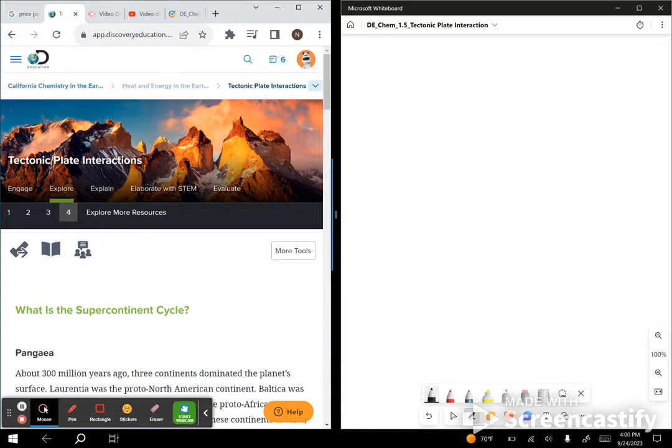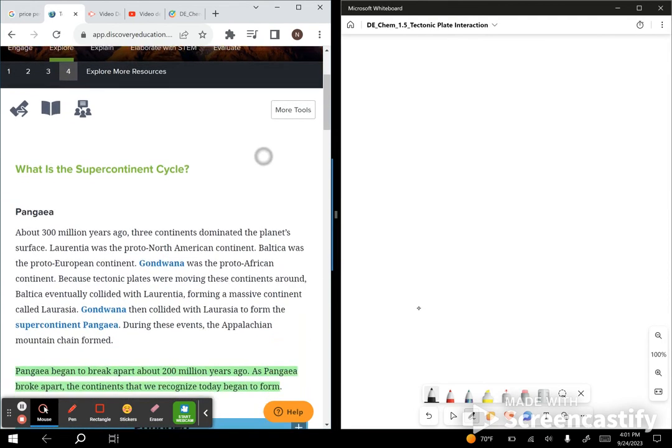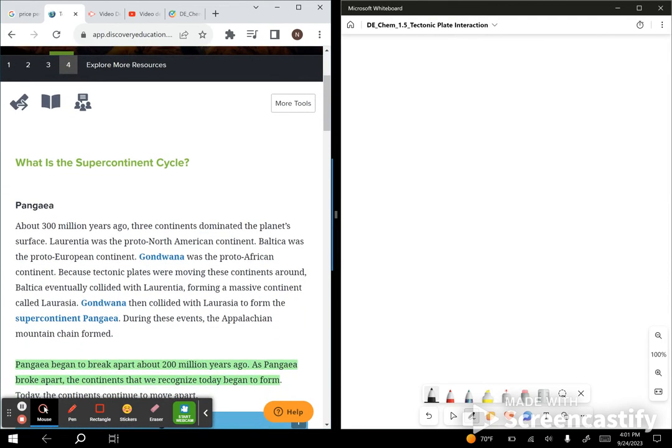If you've been sticking with me, we're on the last explore, number 4, of tectonic plate interactions. If you take a look on the left-hand side of the screen, you can see that the main question we're trying to address is: what is the supercontinent cycle? All right, so let's go ahead and start our notes.